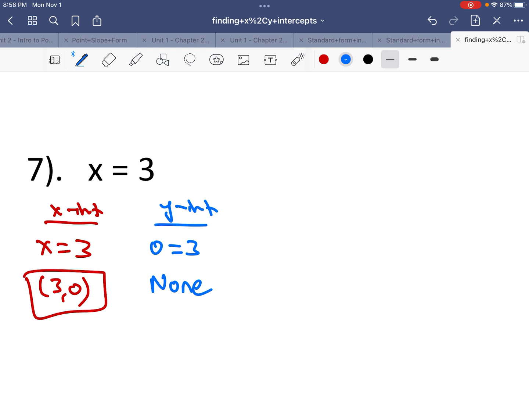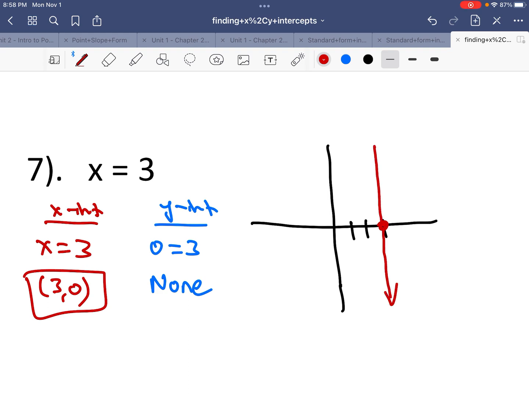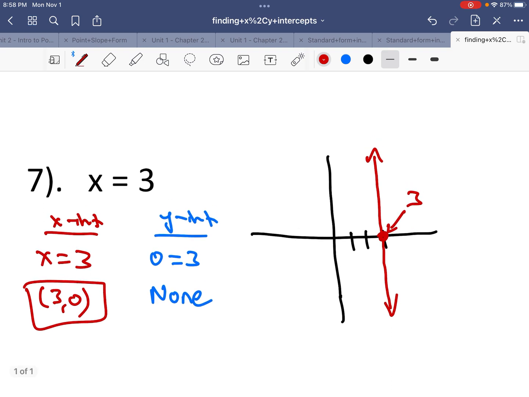And think about what this graph is, guys. Hopefully we know this over the last few days. The line x equals a number is a vertical line that goes through this number on the x-axis. So we know it goes through 3 on the x-axis. And as you can see, our x-intercept is 3. But is there a y-intercept? No, it does not cross the y-axis because it's vertical. It's actually parallel to it. That's a false statement. So therefore, we know we have none.